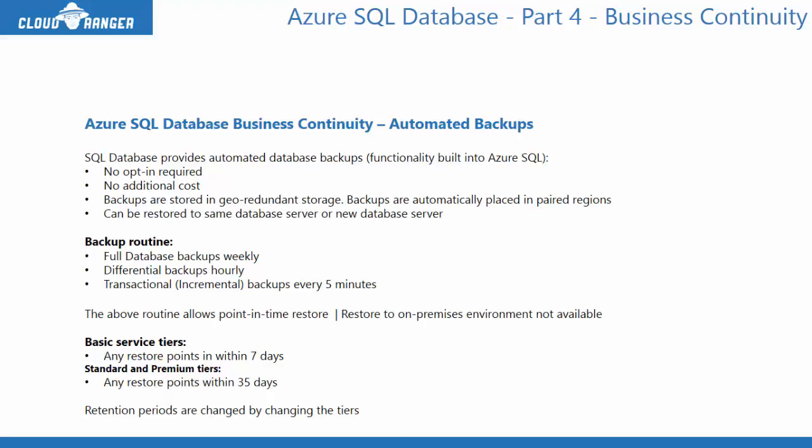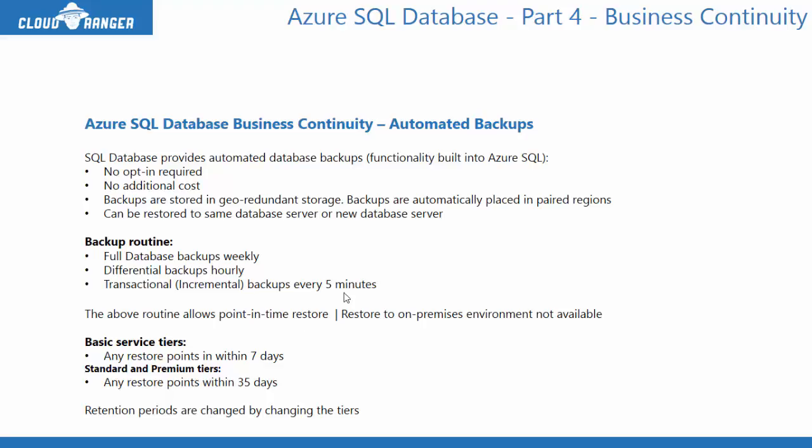Okay, so moving on, backup routine. How is this in-place backup, or the automated backups, happening? Well, there's a full database backup weekly. There's a differential backup that happens hourly, and there's a transactional, or as we know it, incremental backup, happening every 5 minutes. So this backup routine is provided to you. You don't have to create this, and that's why it's also one of the features of the automated part of the backups, right? You don't have to do anything over here to schedule this. It's done for you. The above routine allows for point-in-time restore.